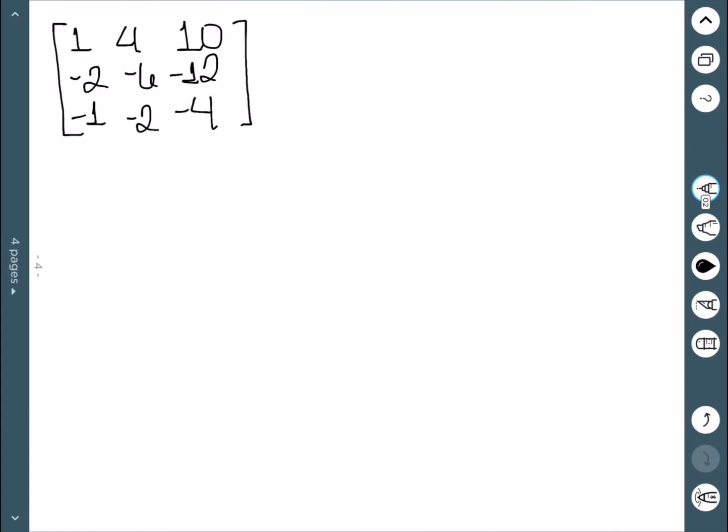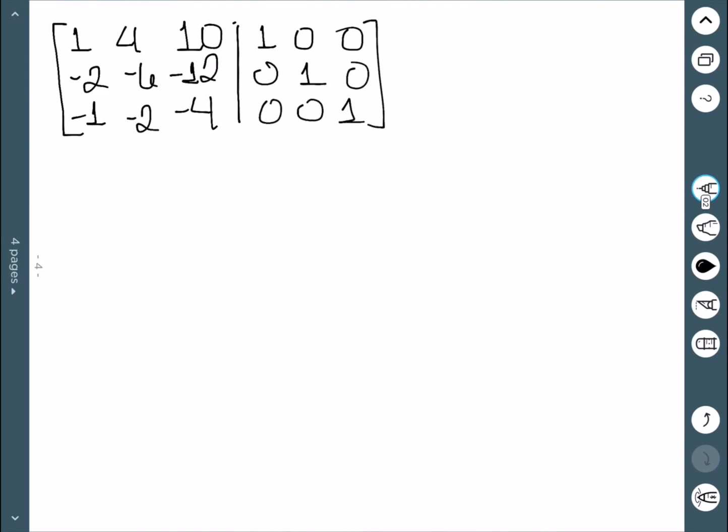Here I have a 3 by 3 matrix that I'm going to try to take the inverse of. I'm going to erase this side to form my augment and put the identity matrix on the right. And then we need to use row operations. I already have a 1 in the first row, first column, so we'll try to get zeros below it. For the first one, I need to add 2, so I'll do 2 row 1 plus row 2.